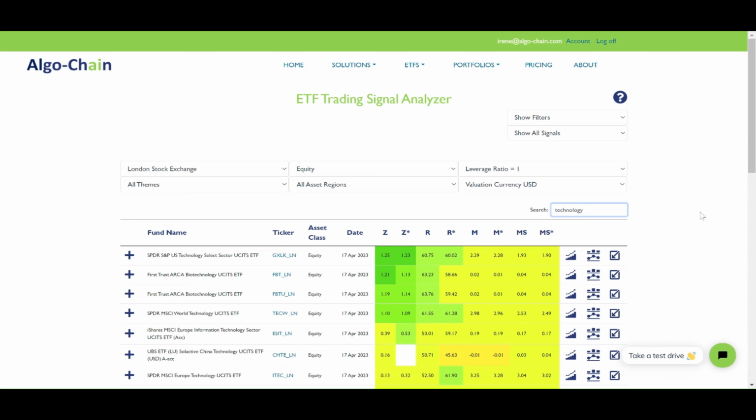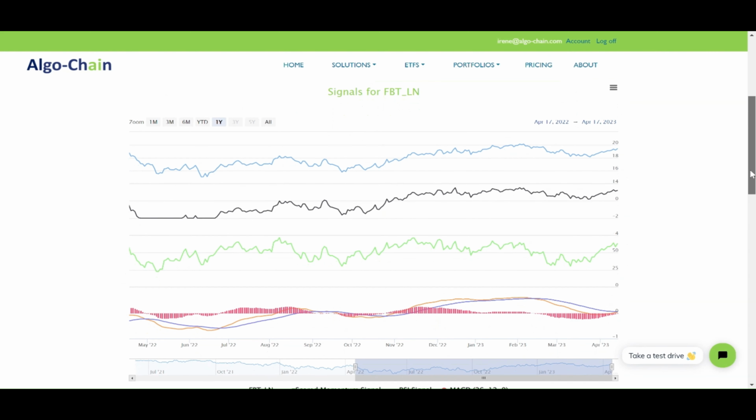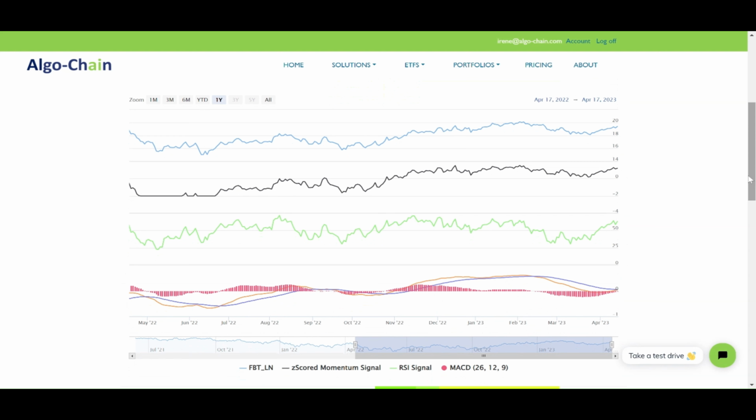One can drill down on any ETF and its signal. If you select the first icon to the right, it shows the historical series of the ETF and the different signals. The blue line is the total return of the ETF, whereas the black line shows the Z-scored momentum over time. The green line is the RSI signal and below that is the MACD. If the bars in red are positive, this is a bullish signal, if negative a bearish signal.